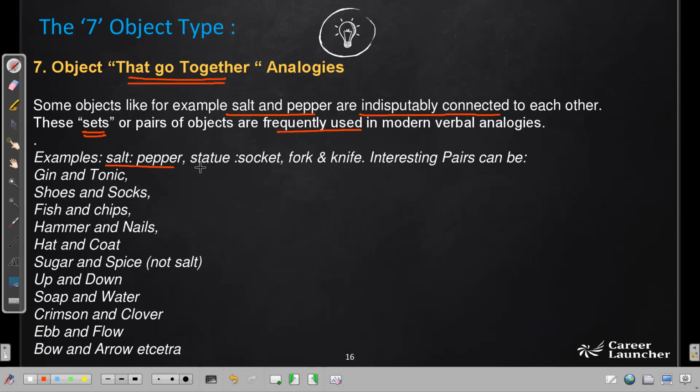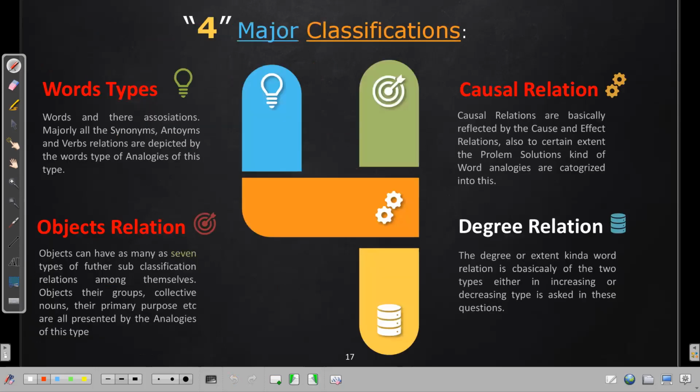Examples: salt, pepper, plate, socket, fork and knife. Some interesting pairs I just looked at are gin and tonic, shoes and socks, fish and chips, hammer and nails, hat and coat, sugar and spice, and not salt. Also up and down, soap and water, crimson and clover, ebb and flow, bow and arrow, etc. So you can just Google objects that go together. But I think objects and their function is the one of the seven analogies which are most conflicting with each other. So please watch this video again, just revise it.